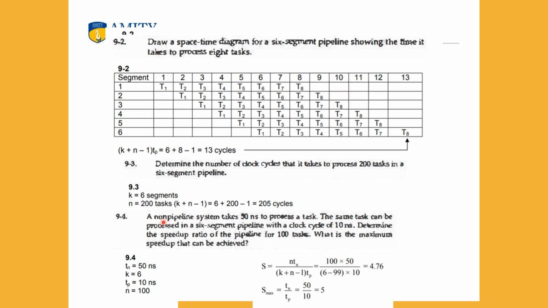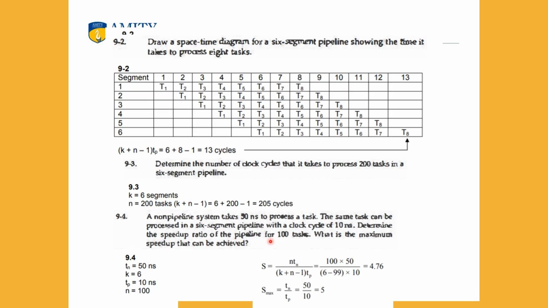The next question is, a non-pipeline system takes 30 nanoseconds to process a task. The same task can be processed in a 6-segment pipeline with a clock cycle of 10 nanoseconds. Determine the speedup ratio. So the speedup ratio S was given by n·tn upon (k + n - 1)·tp. We studied this equation in module 5.